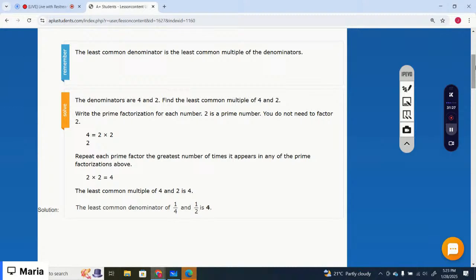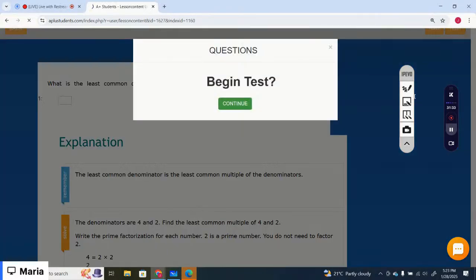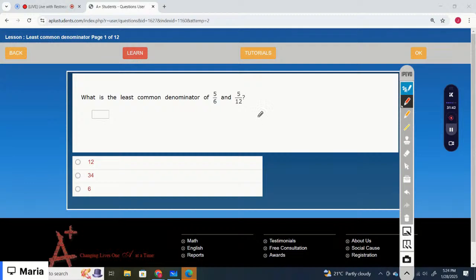Let's just start with the test questions. You have to make the prime factors, then you have to find the common factors out of them. What is the least common denominator of 5 by 6 and 5 by 12? So the denominators here are 6 and 12.